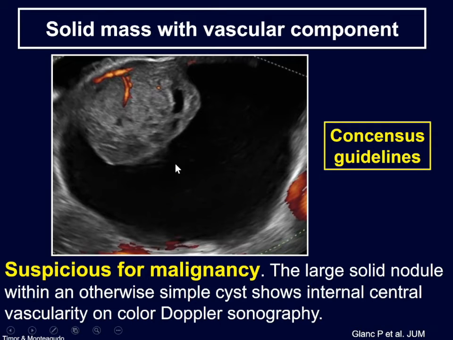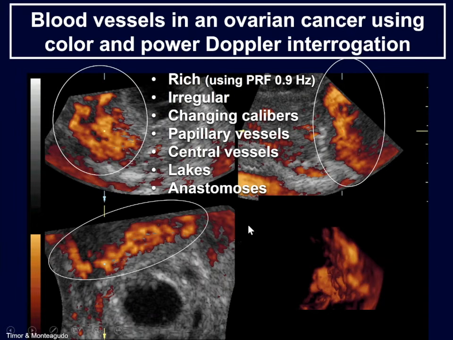This is a very good example of a solid mass with vascular component, and the consensus guideline says that it is highly suspicious for malignancy. The large solid nodule within otherwise simple cyst shows internal central vascularity on color Doppler sonography. Blood vessels in an ovarian cancer using color and power Doppler interrogation is very important. Here you can see a rich vascularity, irregular vessel, changing calibers. You have papillary vessels. They have central vessels amidst the ovary. They have also some lakes and anastomosis between the different vessels in them.